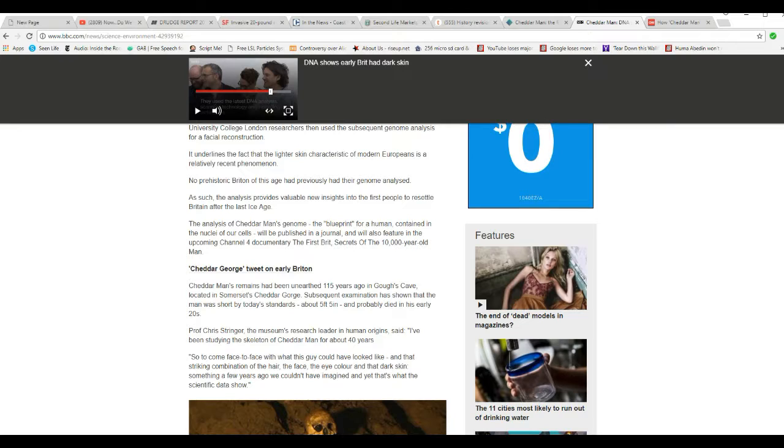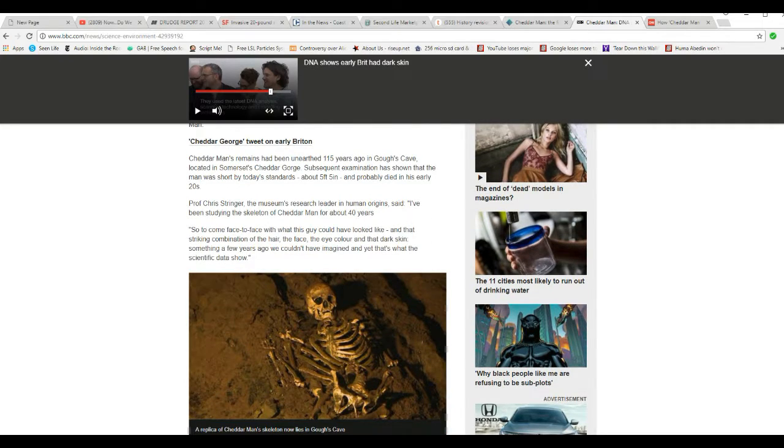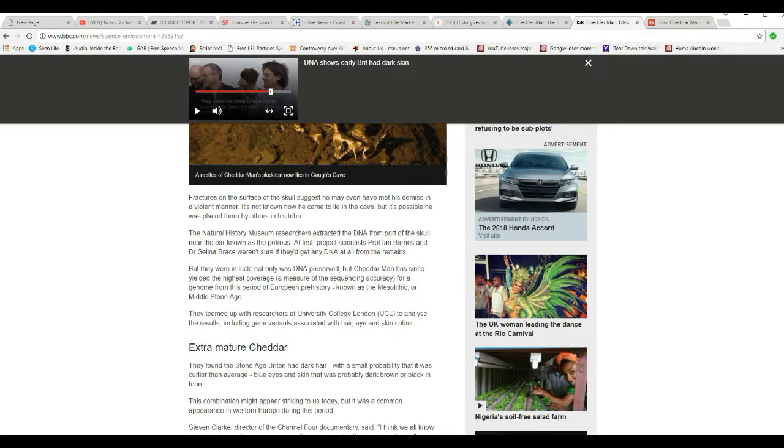Professor Chris Stringer, the museum's research leader in human origins, says, "I've been studying the skeleton of Cheddar Cheese Man for about 40 years. So to come face to face with what this guy could have looked like, and what a striking combination of hair, face, and dark skin, something a few years ago we couldn't have imagined, yet that's what the scientific data shows." Fractures on the surface of the skull may suggest he met his demise in a violent manner. It's not known how he came to lie in the cave, but it's possible he was placed there by others in his tribe. Others in his tribe, huh? Have you found any tribe there? I think not.